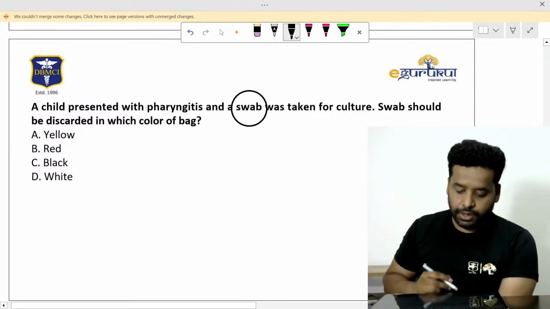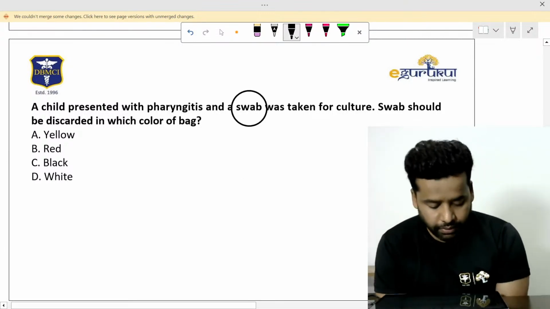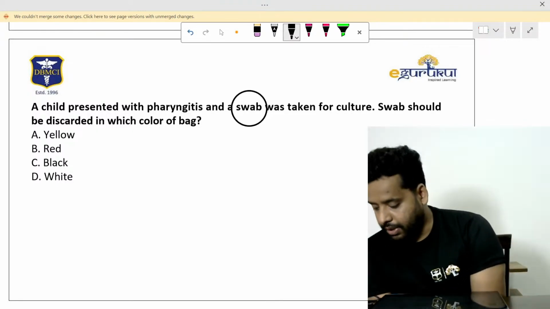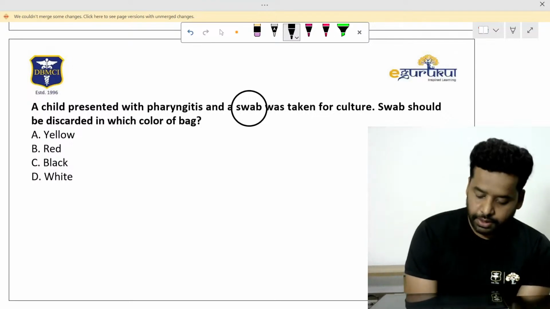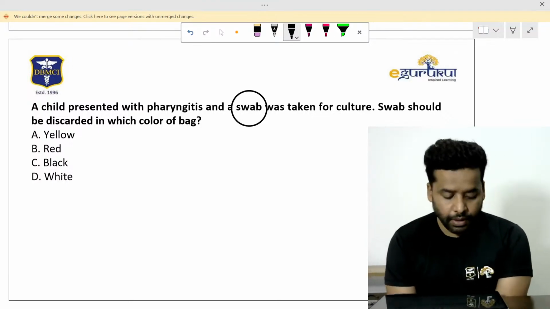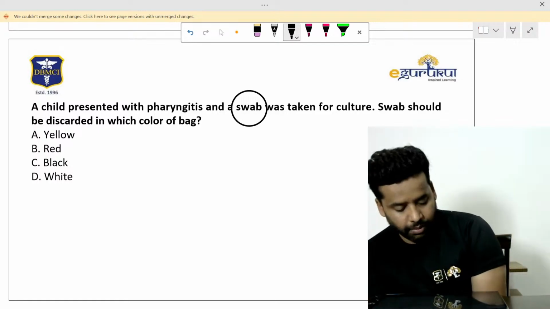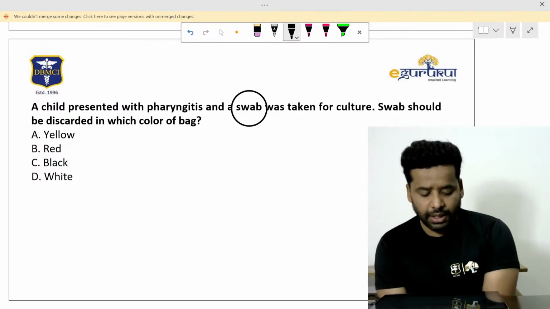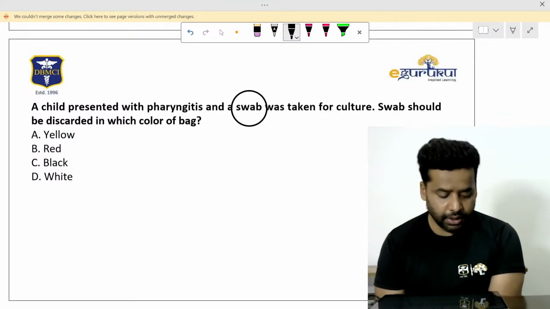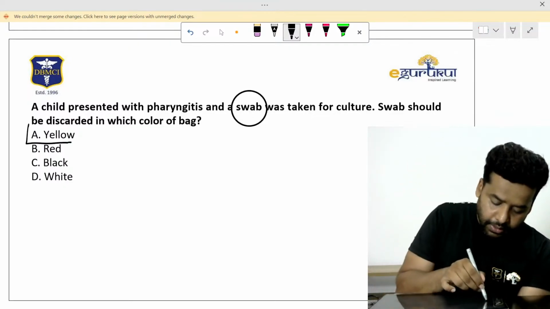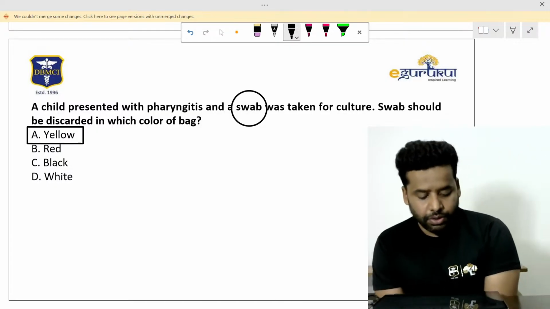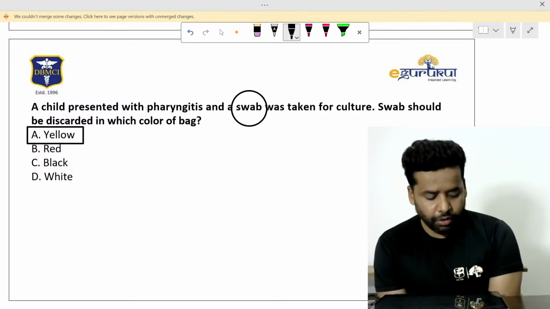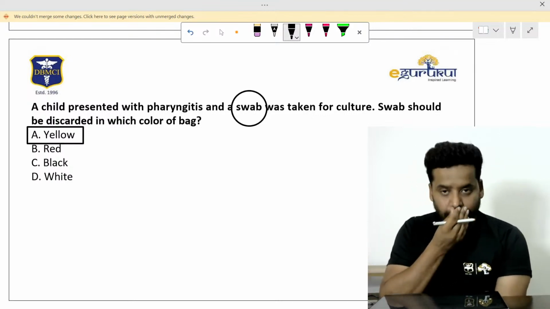See the next question. Pharyngitis. The swab was taken. So the body fluid, na? The swab was taken. Where will this swab be disposed? That is the question. So pharyngitis swab, like the culture, anything which is body fluids, it is infective already. So easy question. The answer is yellow bag. So the swabs, something which is infective. So remember, yellow.